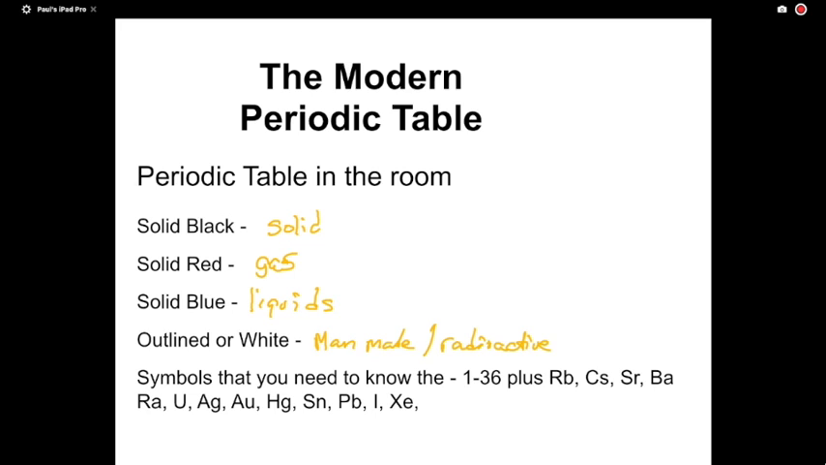All right, the symbols that you need to know the names of. The first 36, like I said, and then a list of other ones. We used one yesterday called U. What was that one? Uranium. AG, do you know what that one is? That one is silver. AU is gold. HG is mercury. If you look at mercury, mercury is a metal, but it's a liquid metal. That's very unusual. Okay, and some others that we'll interact with.